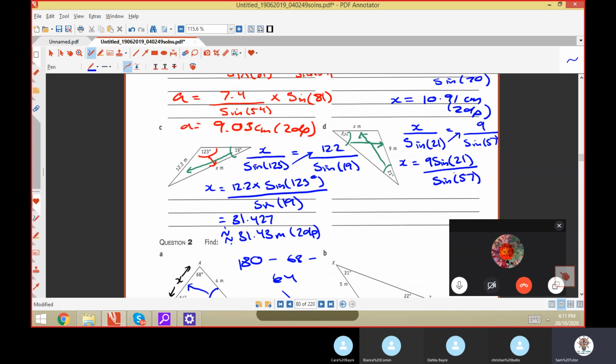And to be honest, girls, it's very mechanical work. Once you know the formula, you can just punch it right into the calculator. That's it. You just punch that right into the calculator. 9 sine 21 all over sine 57. And then you get 3.845.